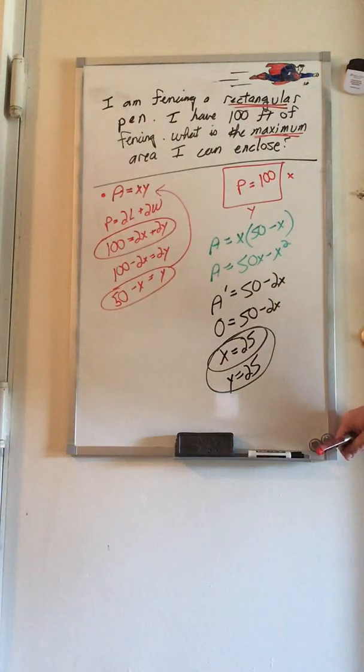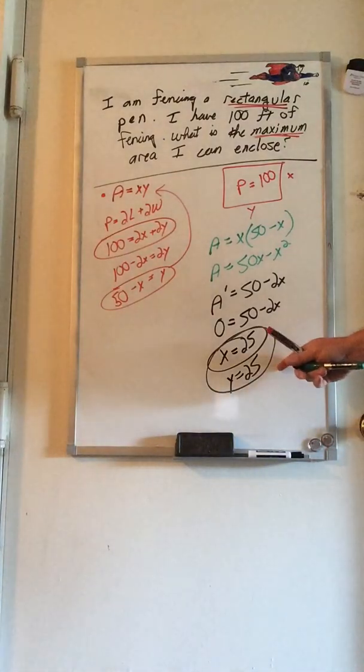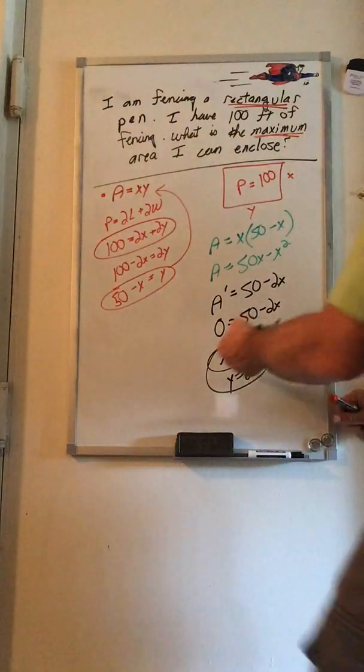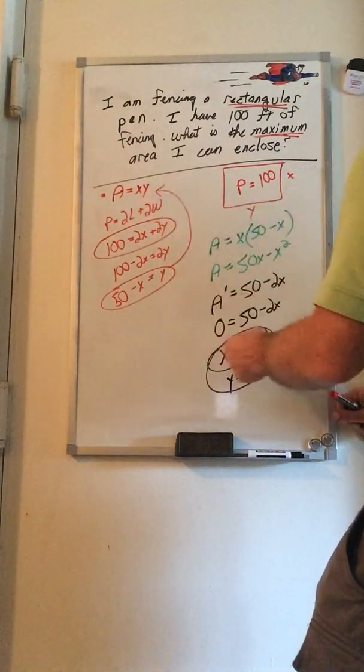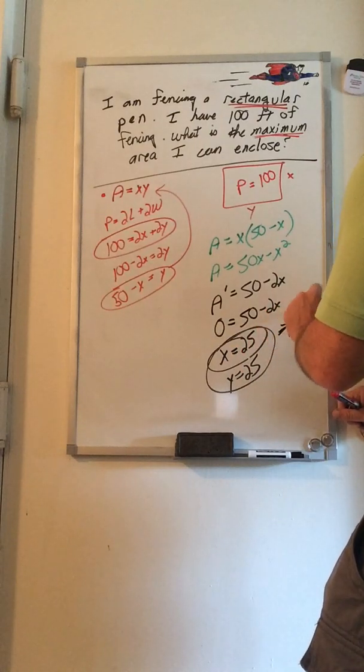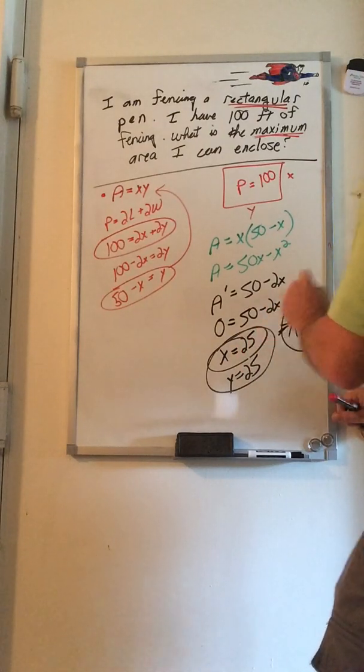And then two things. I am not told to find the dimensions of the maximal pen that I can get. Sometimes you will be, so I'm done. Here I'm told to find the maximum area. So what's the actual maximum area? 25 times 25. So the area is 625 feet squared.